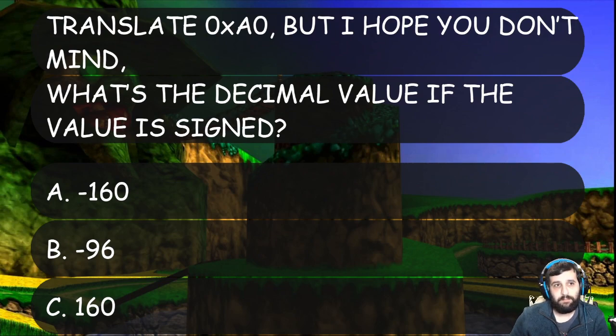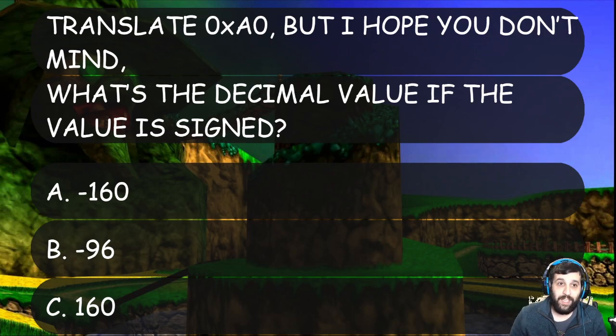All right. Translate hex A0, but I hope you don't mind. What's the decimal value if the value is signed? I don't know. That's super cringy. So we have the hexadecimal value A0. Now, I want you to try to convert that to a decimal value if it were signed. Keep all of those specific details in mind. I'm not trying to rhyme. So I'll give you 5, 4, 3, 2, 1.